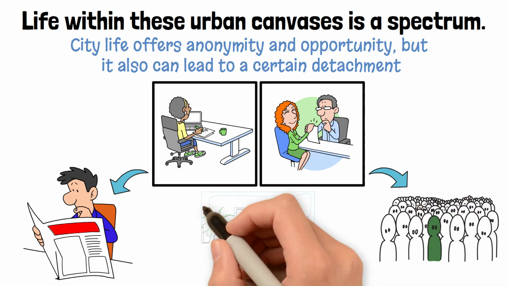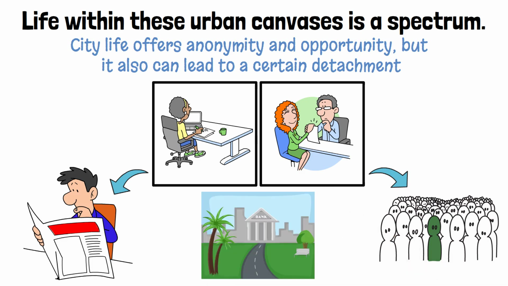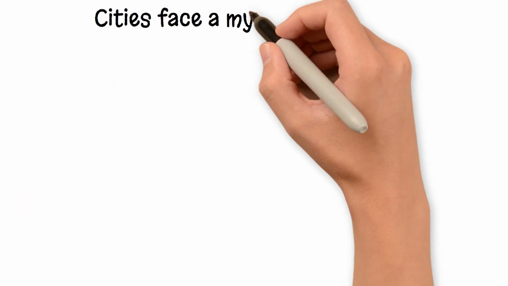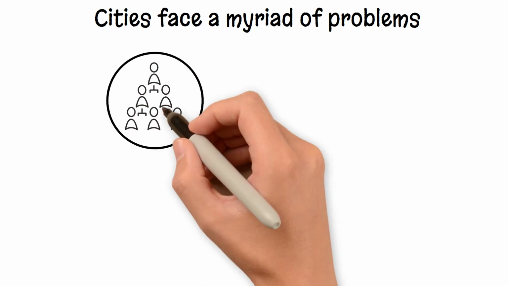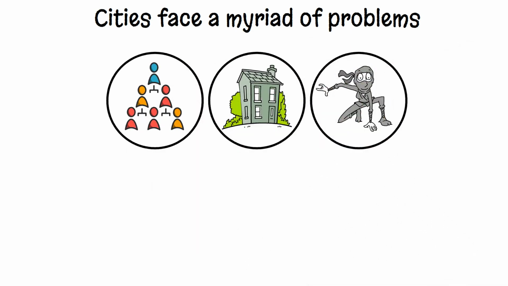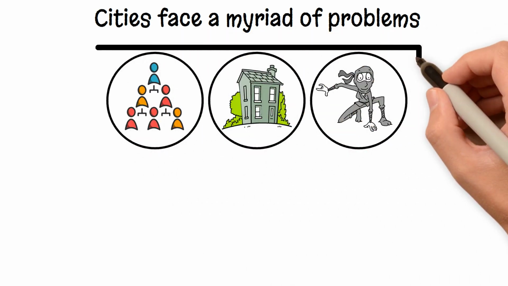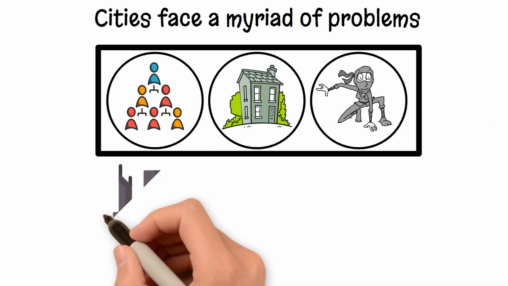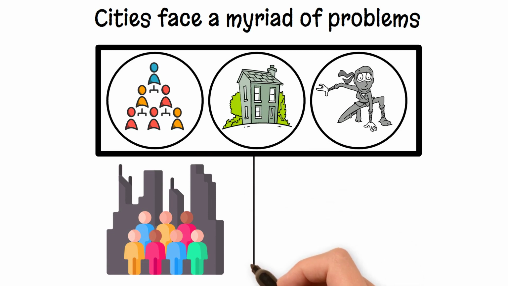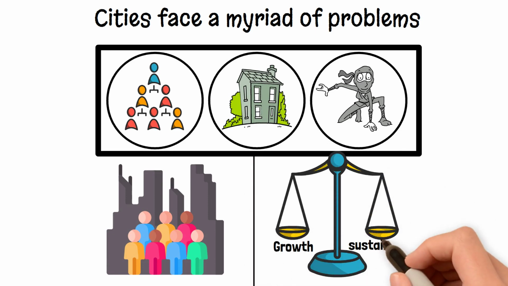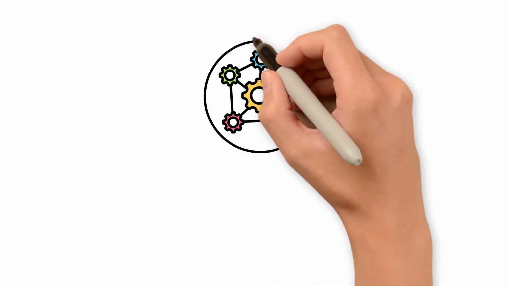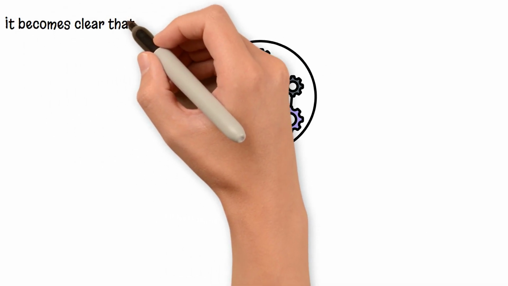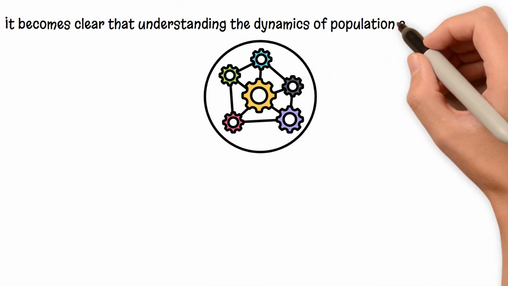Yet, urban living is not without its dark hues. Cities face a myriad of problems, ranging from pollution and housing shortages to crime and congestion. These challenges necessitate comprehensive social policies, which aim to address the myriad needs of urban populations, while attempting to balance growth with sustainability.